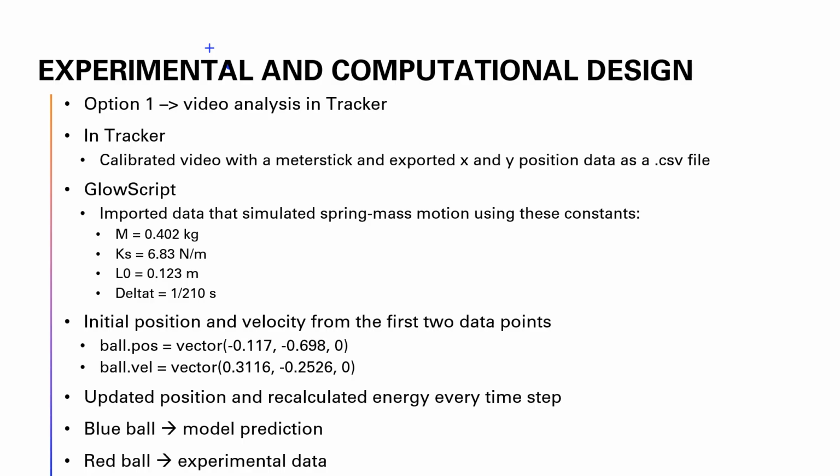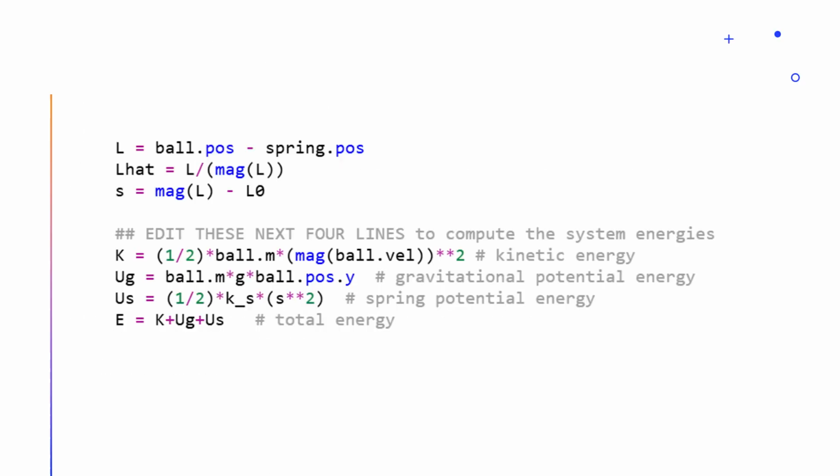Initial position and velocity came from the first 2 data points, and here's the code that I used for those 2. And then the simulation updated motion and recalculated energy every time step. In the animation, the blue ball shows the model prediction and the red ball shows the experimental data. They clearly overlap closely.